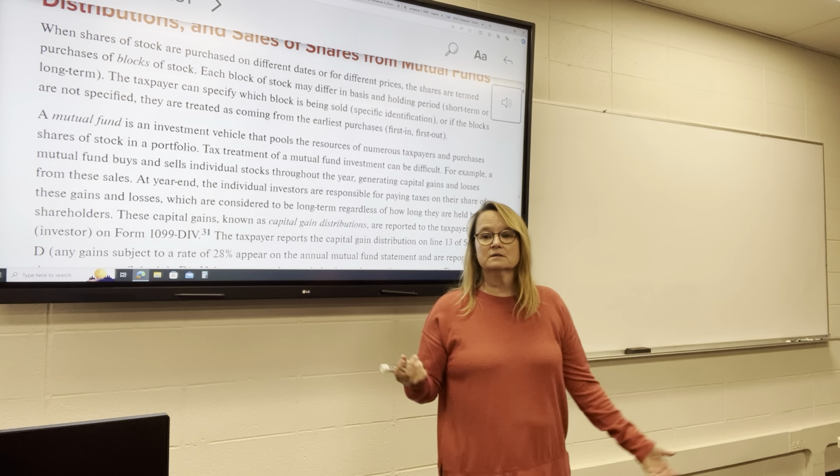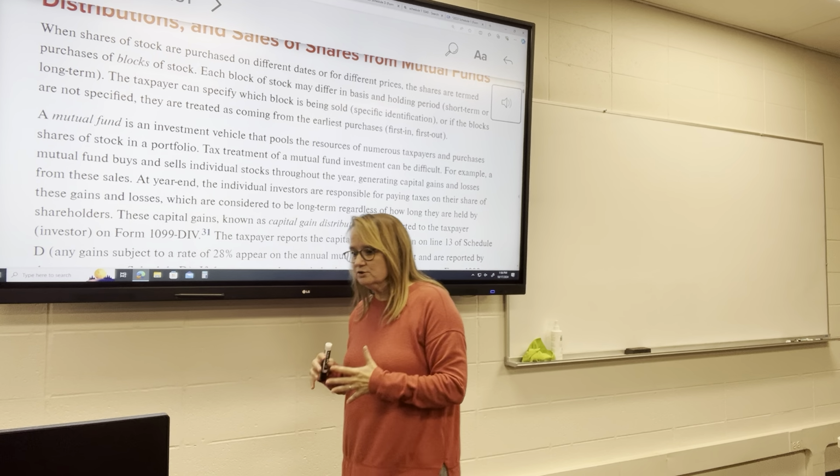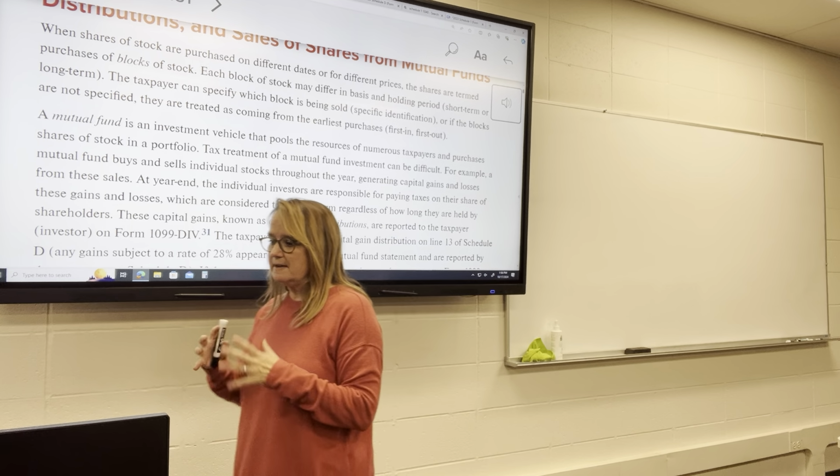Mutual funds blend all of those capital gains together at the end of the year, and you get what's called a capital gain distribution. Capital gain distributions are always taxed at long-term capital gains tax rates. So even if the sale was short-term, it's going to be taxed at a long-term capital gains rate.